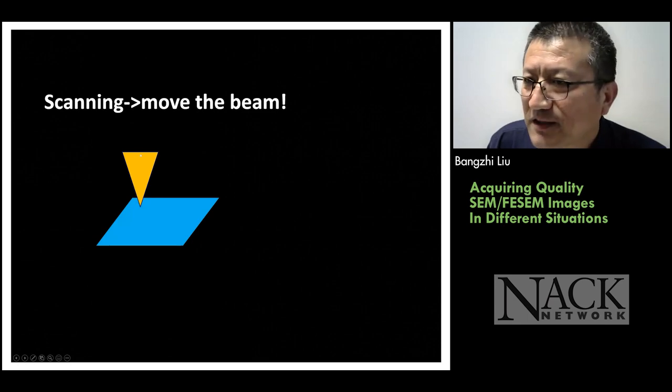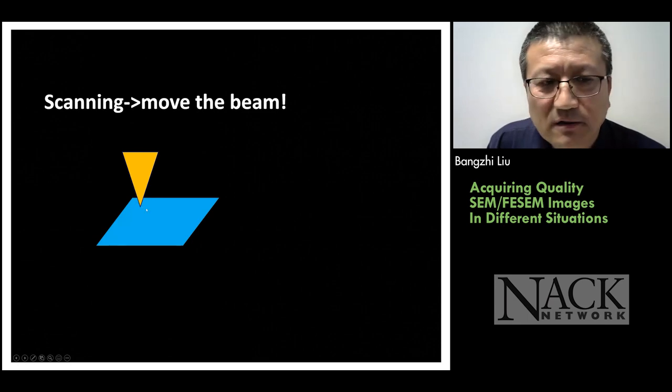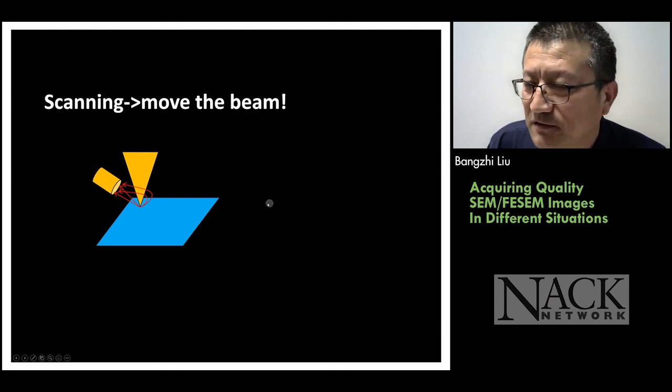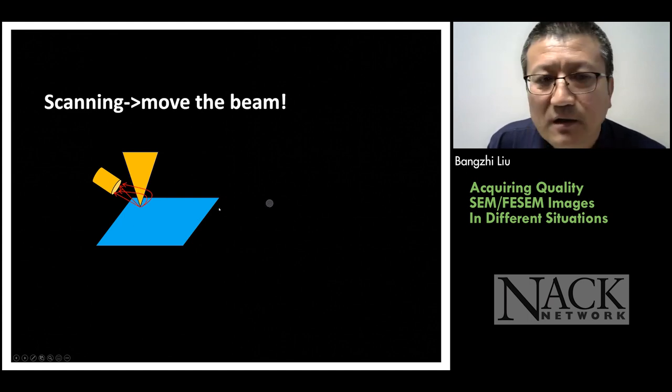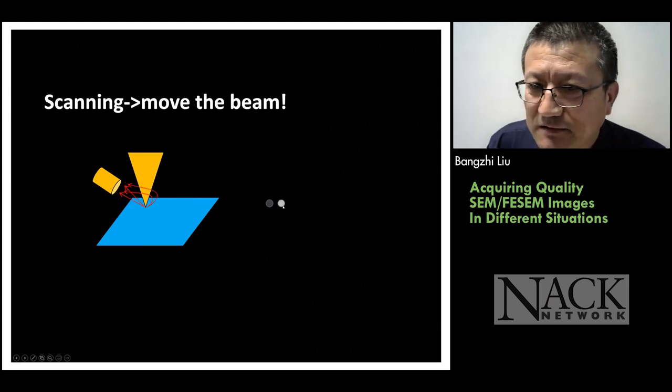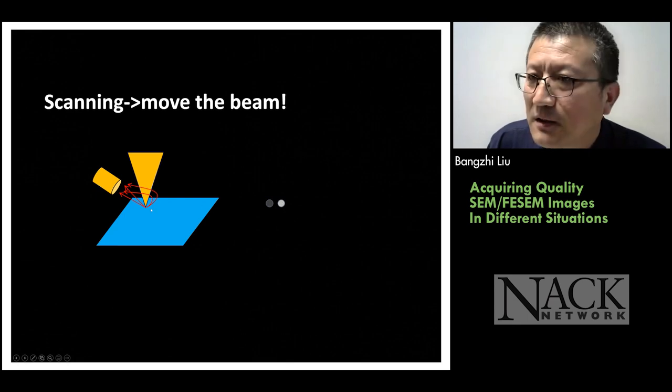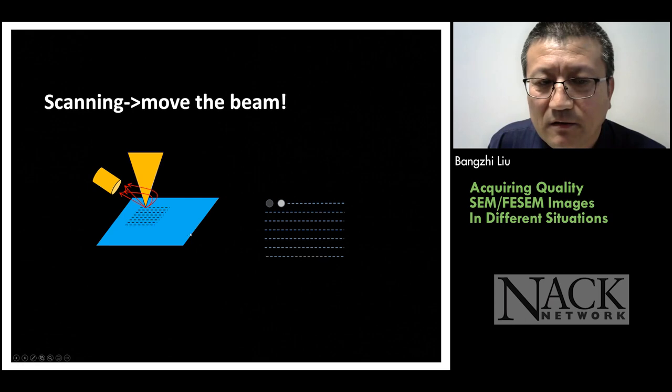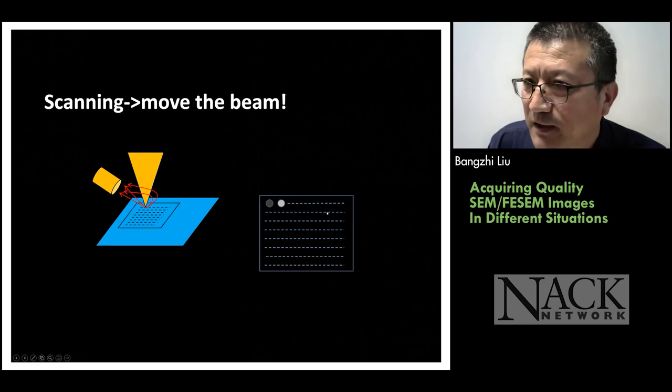When you direct the beam to your sample, you collect the signal, and you have a pixel on the computer screen. But you have to move the beam to get the second pixel from the sample. So you need to raster. Then you get the image on the computer screen.